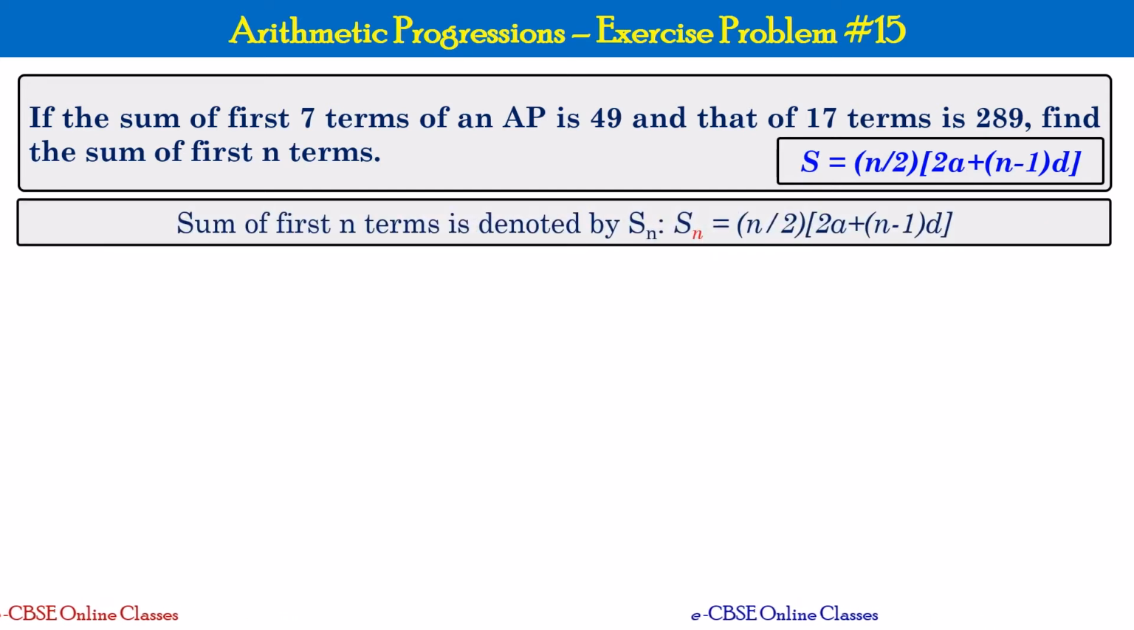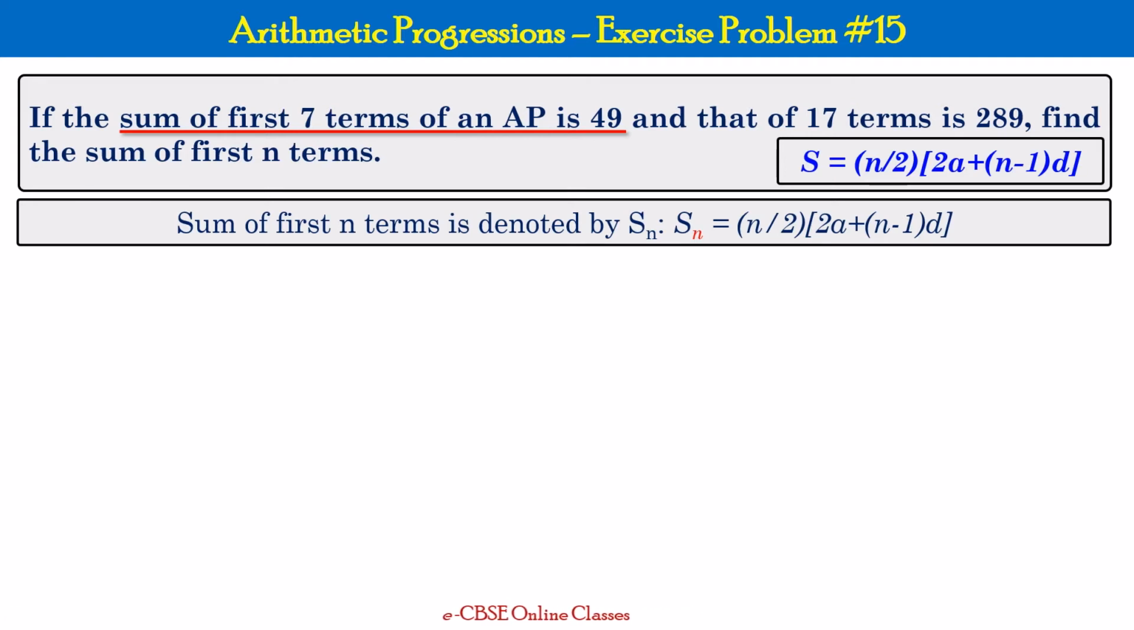Sum of the first n terms is denoted by Sn. The subscript n to be noted here. So that is equal to n by 2 times 2a plus n minus 1 into d. So what are we given here? First 7 terms summation is 49, correct? So S7 is equal to 49.